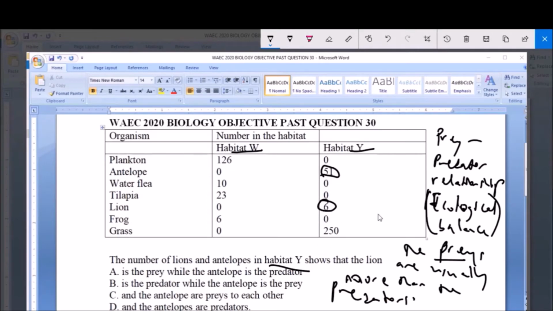So based on this relationship, since we've said the preys are usually more than the predators and we have the antelope more than the lions, it's an indication that the lion is the predator because of its lesser number, and the antelope is the prey due to its larger number. So option B, the lion is the predator while the antelope is the prey, is the correct answer to this question.